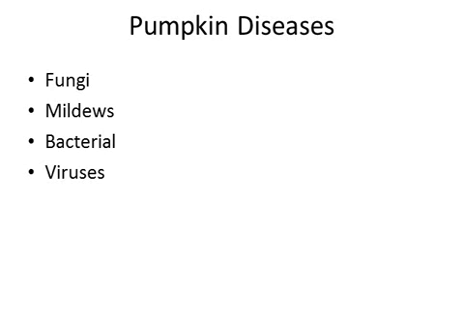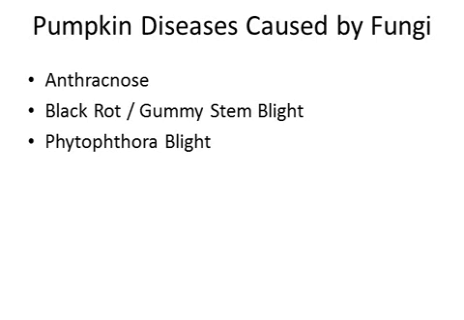There are 4 major causal organisms or groups for pumpkin diseases: fungi, mildews, bacteria, and viruses. Many of the pumpkin fruit rot diseases are caused by fungi.